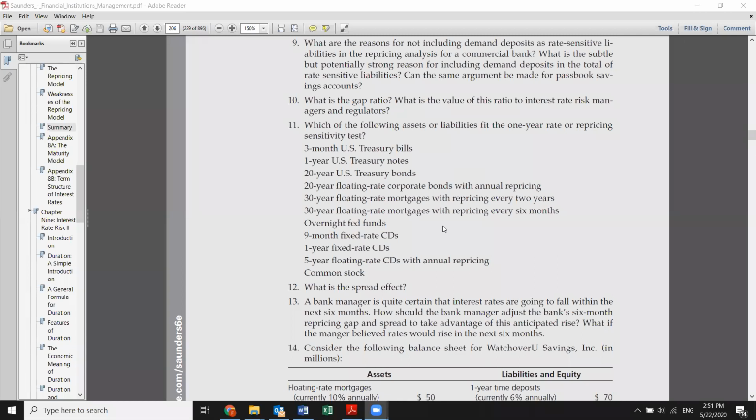So let us continue with chapter 8. We're going to solve some questions related to the end of the chapter.